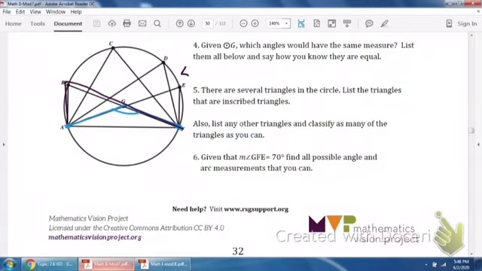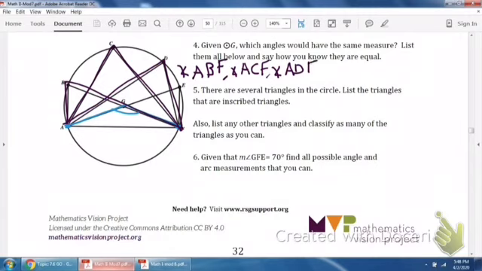So that's angle ABF. And then we got this one there. Same thing, so that's ACF. Those are both the same. Then we got ADF over there. Those are the same. And one more.